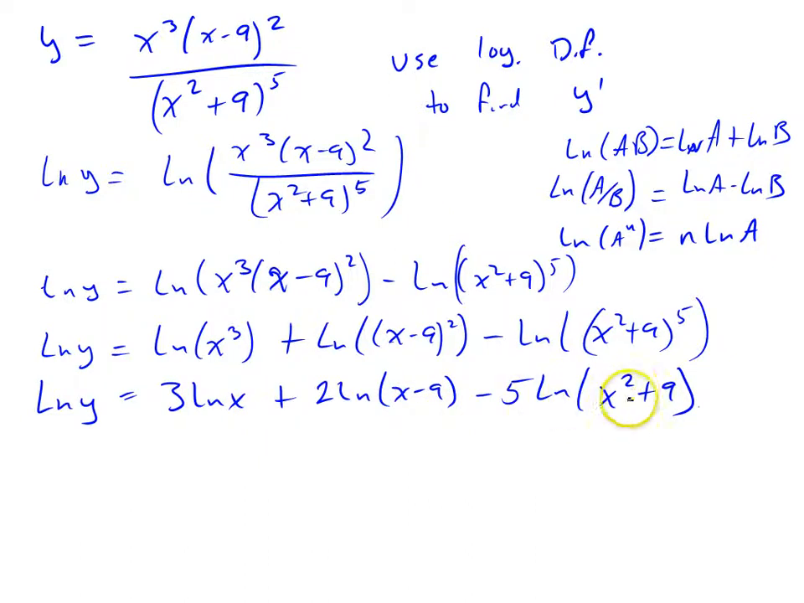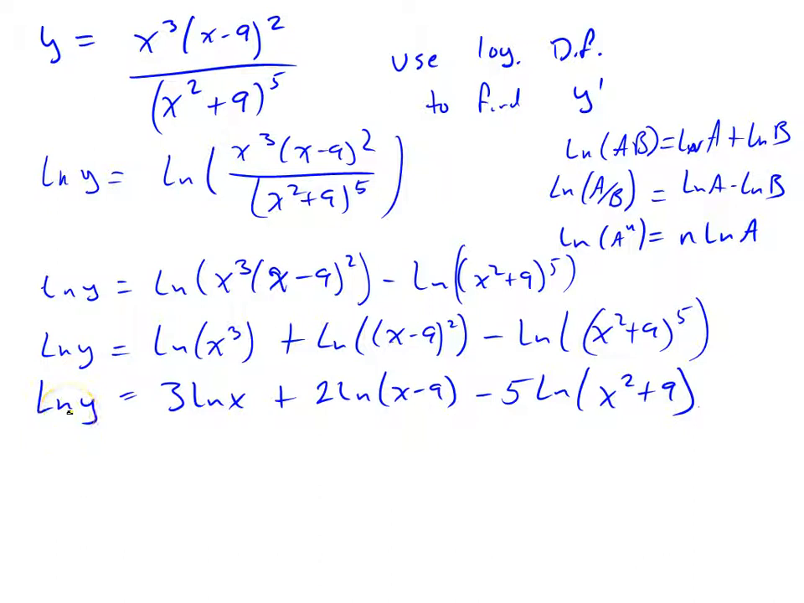This 2 doesn't come out because it's not the whole thing squared, it's just a piece of it squared. This is about as far as I'm going to go. After you do a couple of these, I go straight from this step to this step. I skip all this stuff in the middle because I know this, it's going to just be a natural log of y on this side.